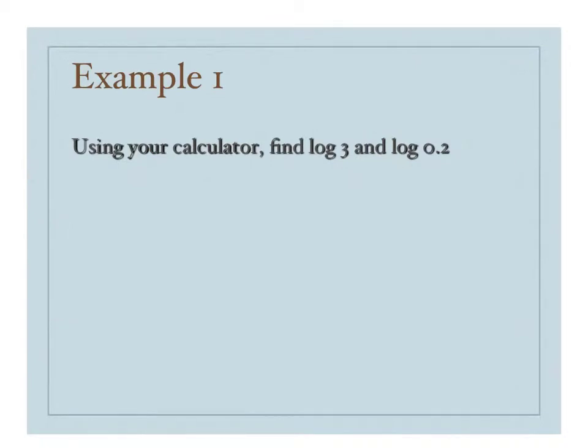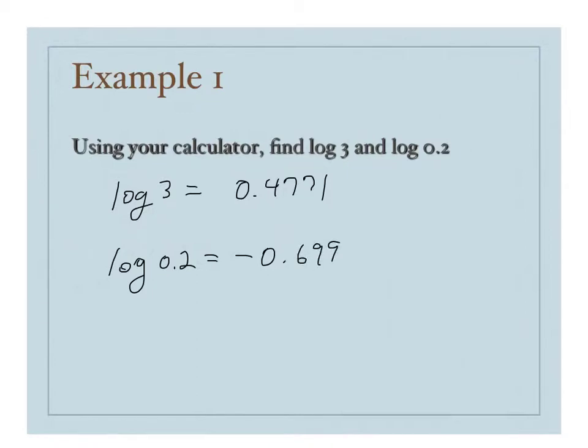Okay, so I think we can skip this because you've already done this in your investigation, but try this on your calculator. If you put log of 3 into your calculator, you should get 0.4771, and if you put log of 0.2, that is in base 10, you should get minus 0.6990. Okay, so these are the two answers if you do this on your calculator. And you can use your calculator to check.